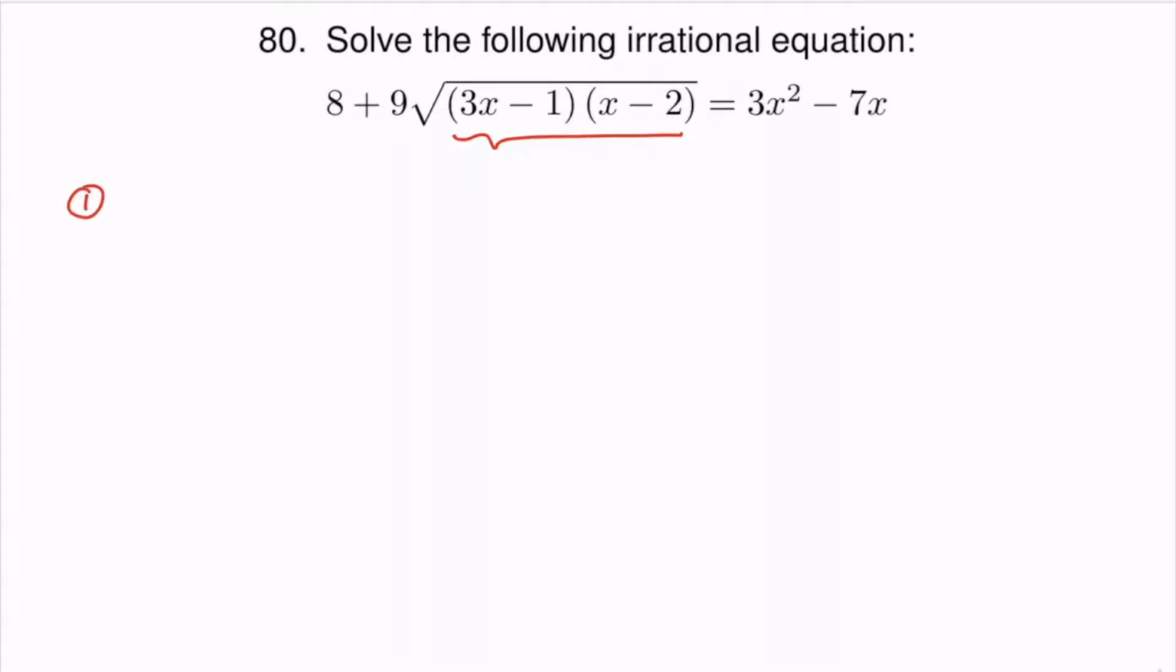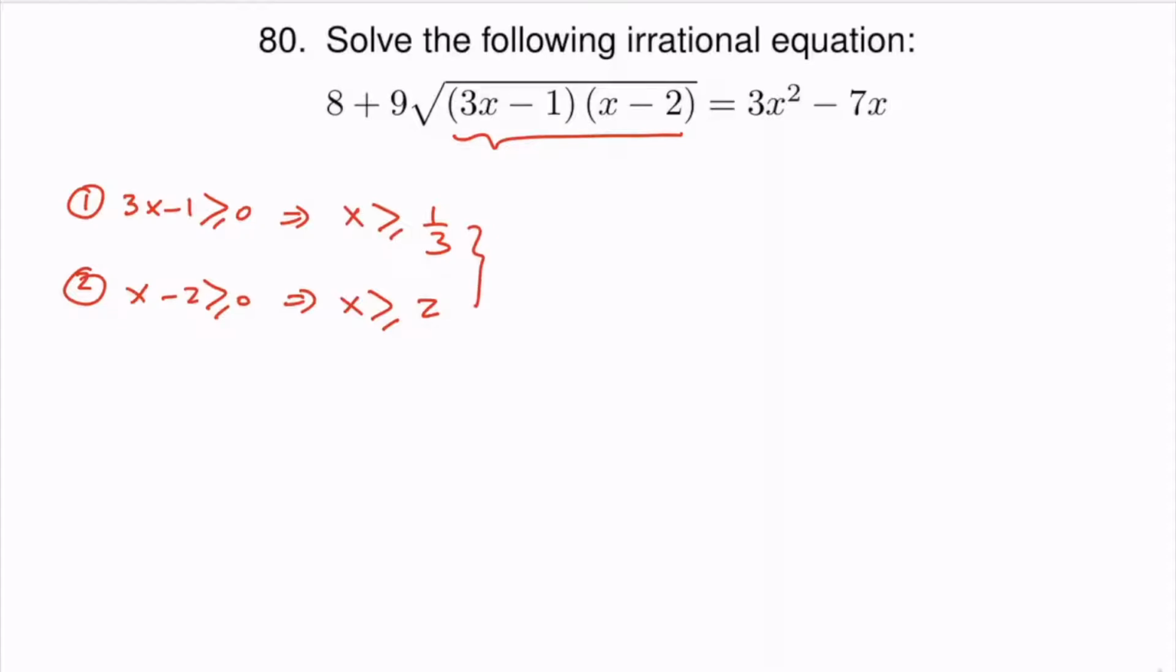So one is 3x minus 1 greater than or equal to 0, which will give us x greater than or equal to 1/3, and 2x minus 2 greater than or equal to 0, which will give us x greater than or equal to 2. And if you find the intersection of these two sets, x has to be greater than or equal to 2. So that's our first condition.